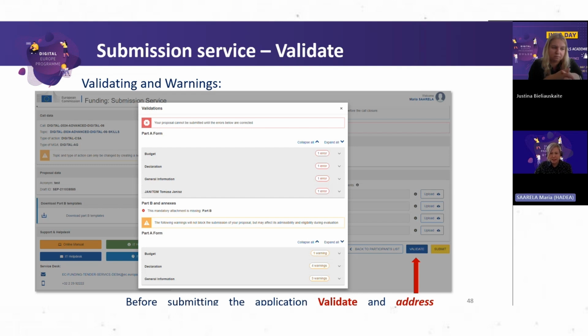Also, as said, there's a validation button available in the submission system. You can click it as many times as you want during the process, and it will lead you to all errors or missing information, and you can directly access those to fix them. So before at least the final submission, make sure you do the validation and check that there are no blocking or any other errors in your application. Next slide, please.